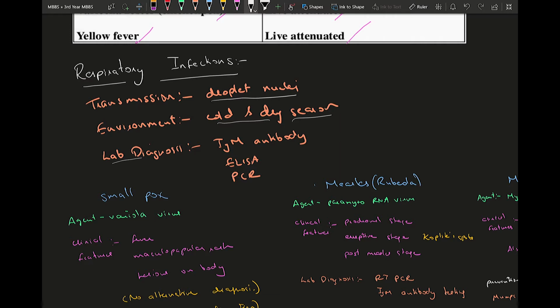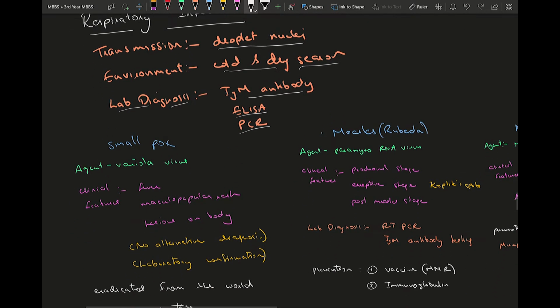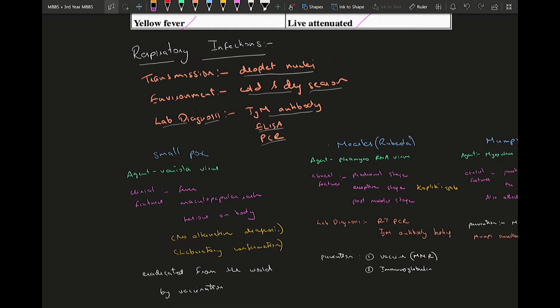The lab diagnosis for any viral disease would be IgM antibody detection, ELISA, or PCR for DNA or RNA depending on what type of virus it is. So these are all the common points which you need to know about.